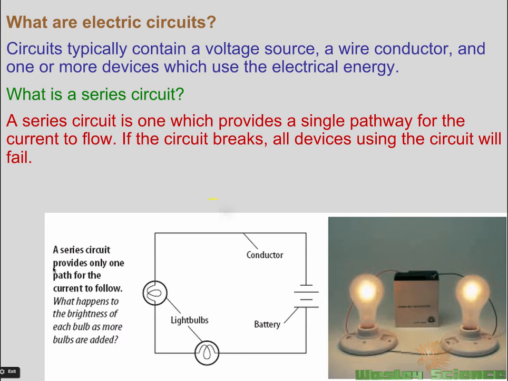Let's take a look at this diagram down here. We're going to start talking about how to properly draw a circuit. What we can see here is that a battery is drawn with two lines, essentially. One line is smaller than the other, and the smaller line is usually on top of the bigger line. This is how electricians draw out a circuit.